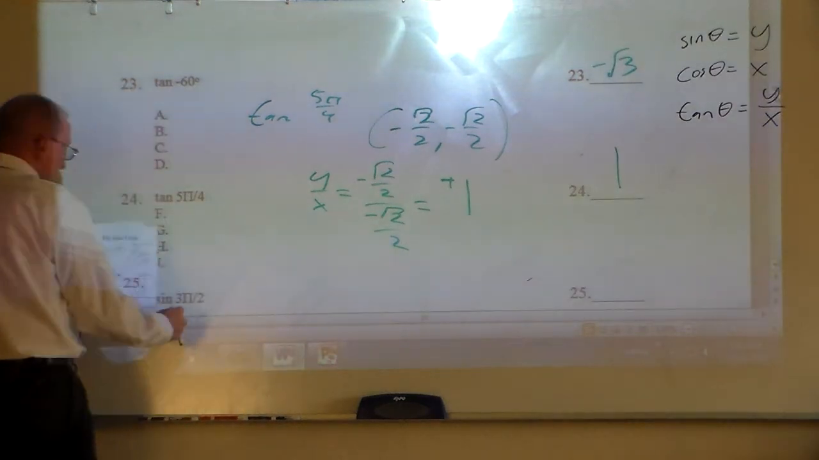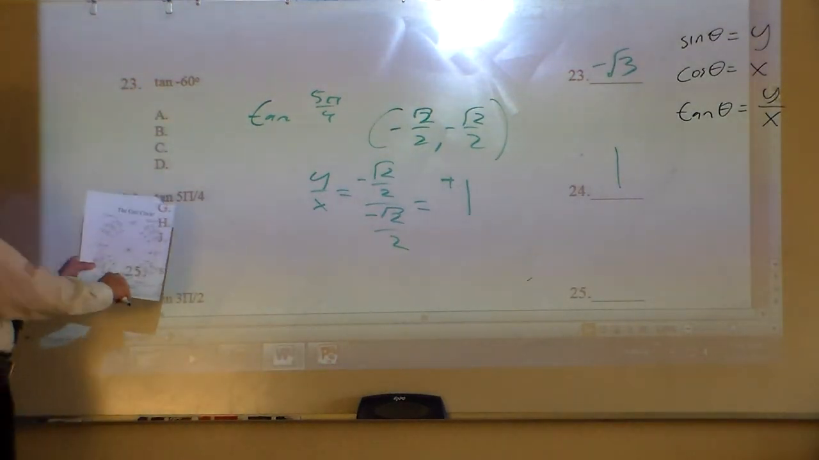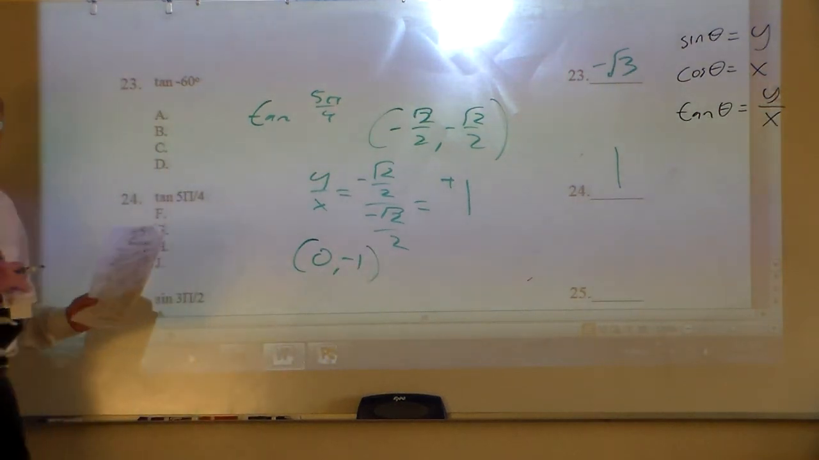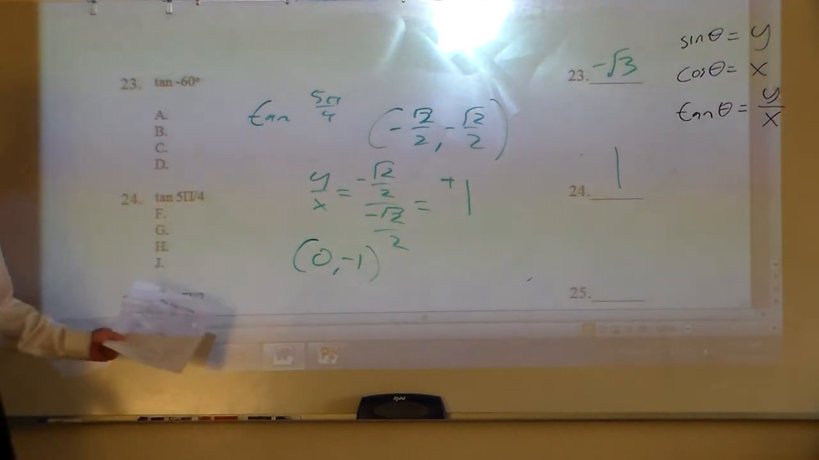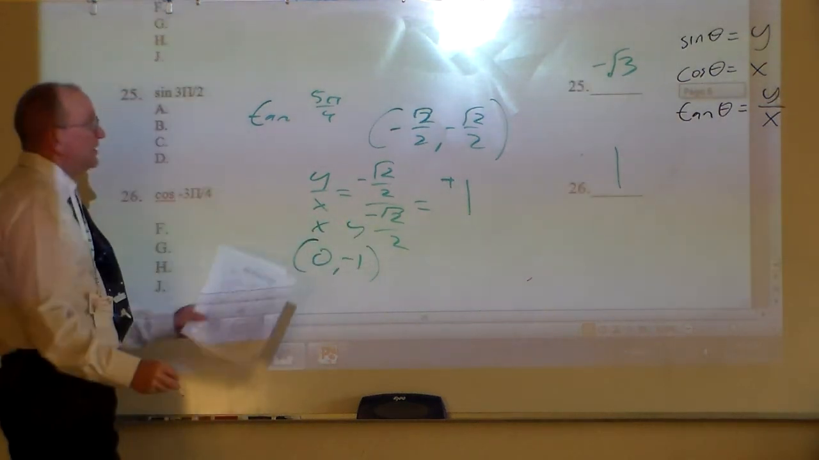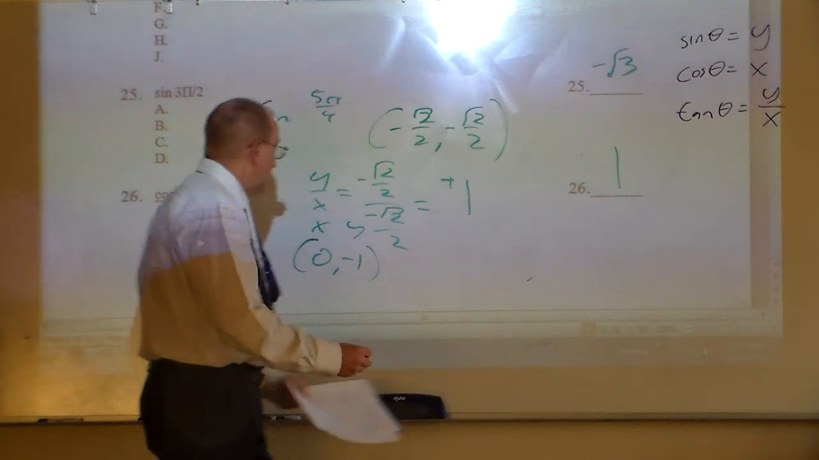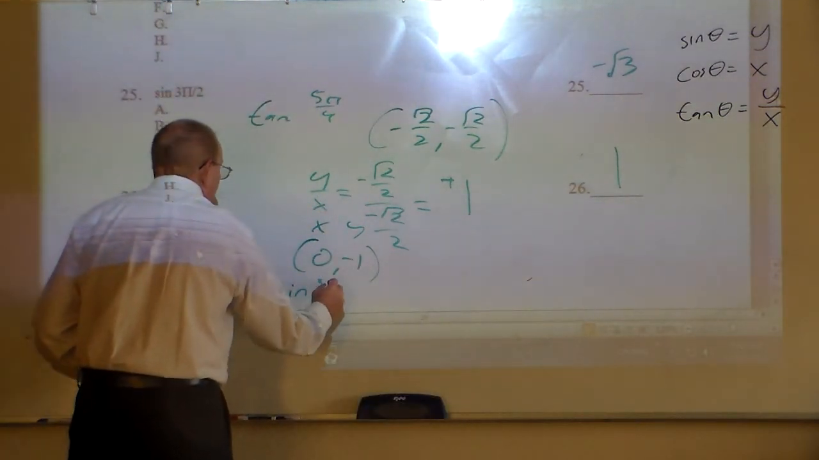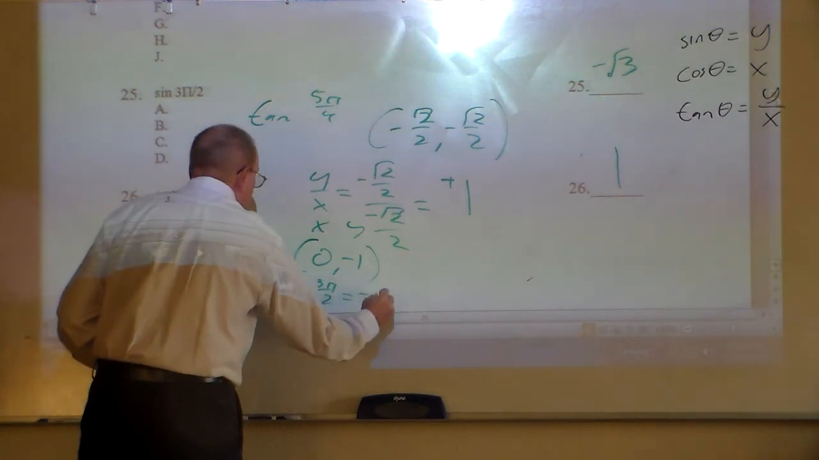And then let's look at number 25, the sine of 3 pi over 2. Follow your unit circle all the way down here. Hey, there's your point, 0, negative 1. Can we have answers of 0 and negative 1? Yeah, sure. That's where our values are. X and Y. What is sine? Sine is Y. So there's my Y. The sine of 3 pi over 2 is just equal to negative 1.